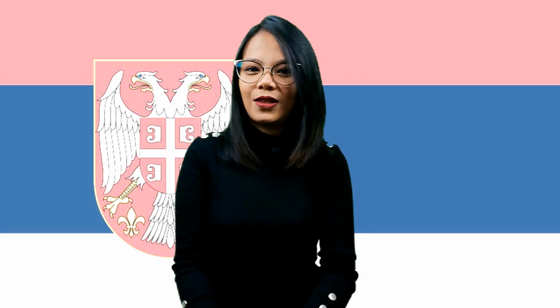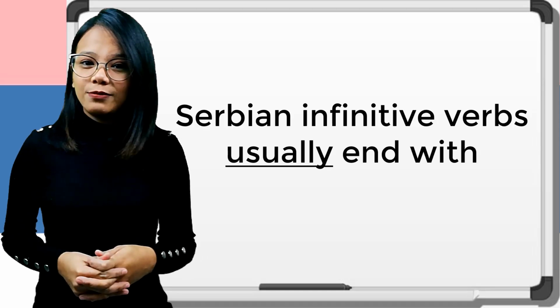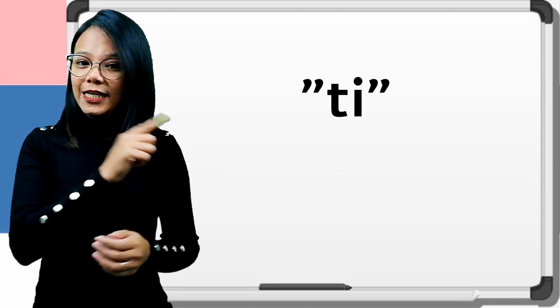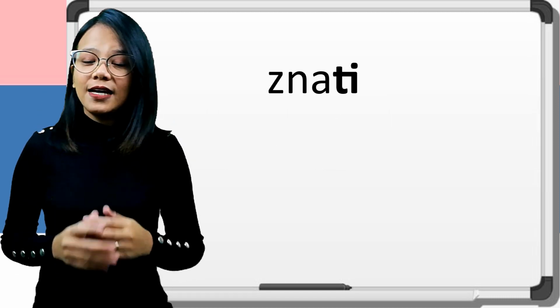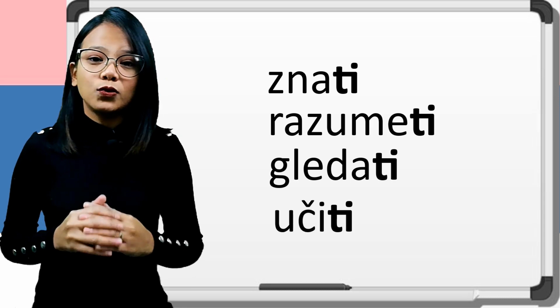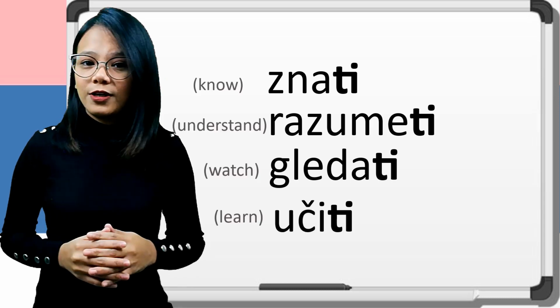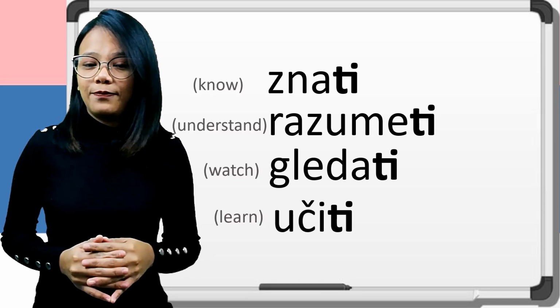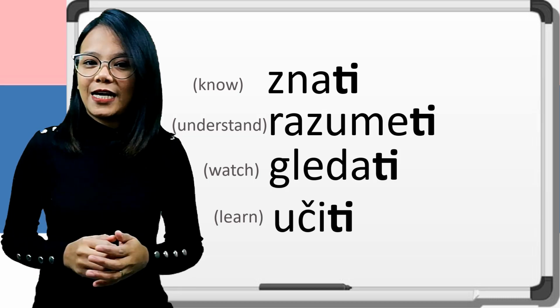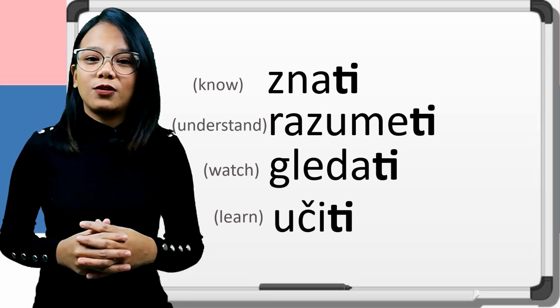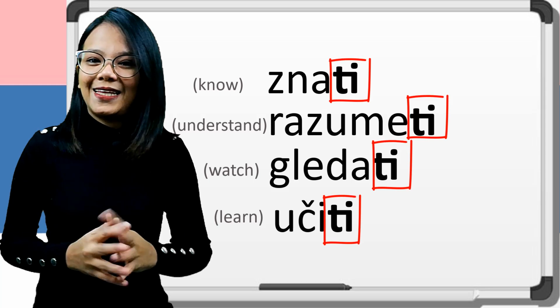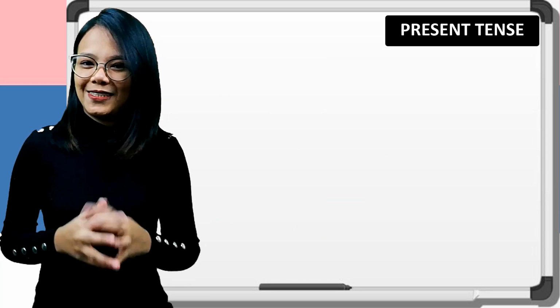It's easier to follow. Serbian infinitive verbs usually end with T. For example, znati, razumeti, gledati, učiti. There are other verbs which don't end with T, but we will discuss this another time. For now, we will focus on these common endings. Let's go to the present tense.